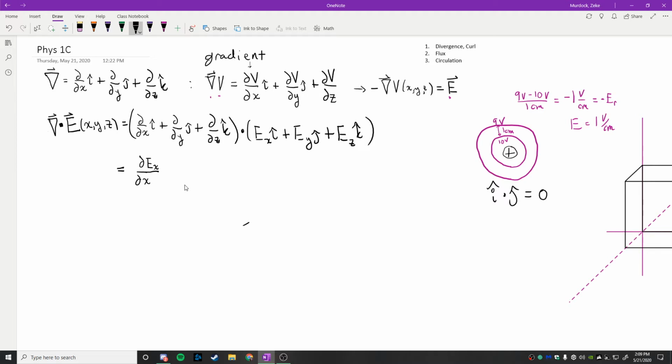They're at right angles. So that means that when I multiply all these things out, I'm only going to get the ones that correspond to like J dot J for this one. So I'll get del E Y, del Y. And I'll do the same thing for the last one. We'll do del EZ, del Z.